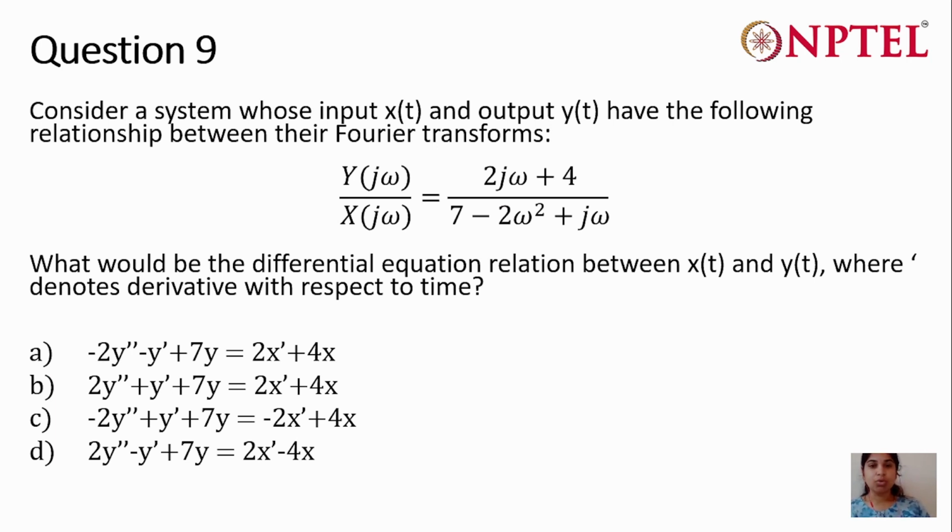Consider a system whose input x of t and output y of t have the following relationship between their Fourier transforms. Y of j omega by X of j omega is 2j omega plus 4 by 7 minus 2 omega square plus j omega. What would be the differential equation relation between x of t and y of t, where the dash denotes differentiation?